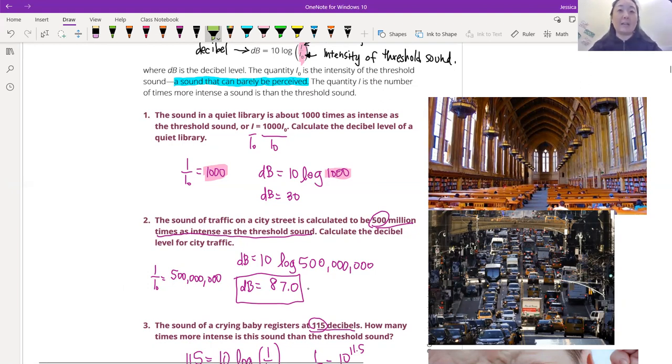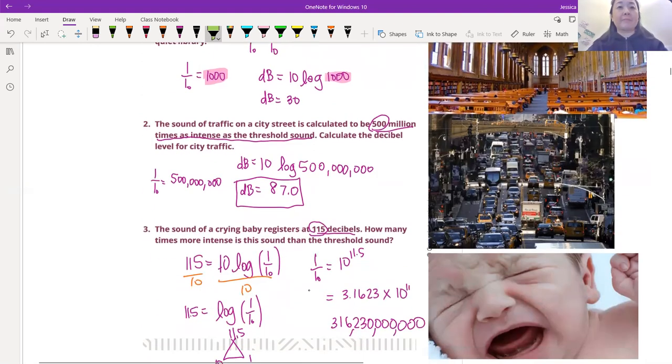And again, notice the number is not that big because logs can handle these big numbers, right? So it's 87 and some change, but it rounds to 87.0, which is the same as 87, but this is to show that we did round to the nearest tenth place. Why tenth place? Because it's decibels. We don't need like 4 decimal places. We're not trying to build a bridge here. We're just trying to figure out what the decibels are, right?